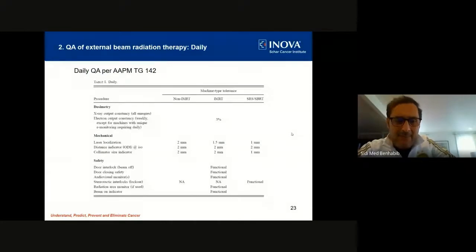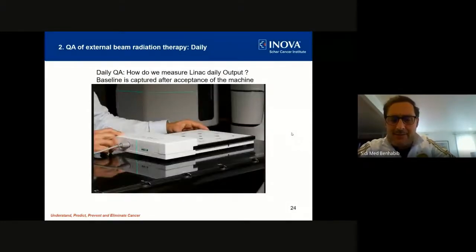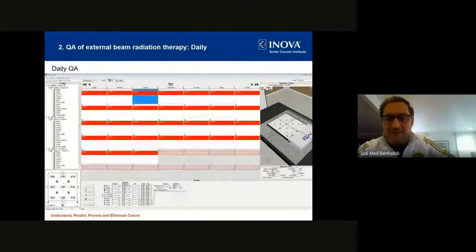And you can find this table in the Task Group 142 report. So the daily QA, as I mentioned, is performed by the therapist. So basically, we are checking the daily deviations of the output, flatness and symmetry of the machine, and the baseline is captured after commissioning and calibration of the machine. A baseline is immediately captured after that.